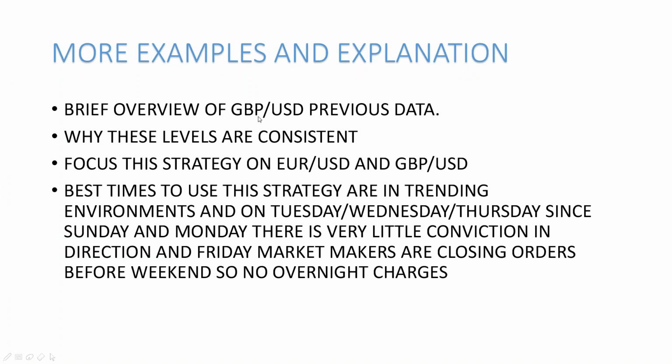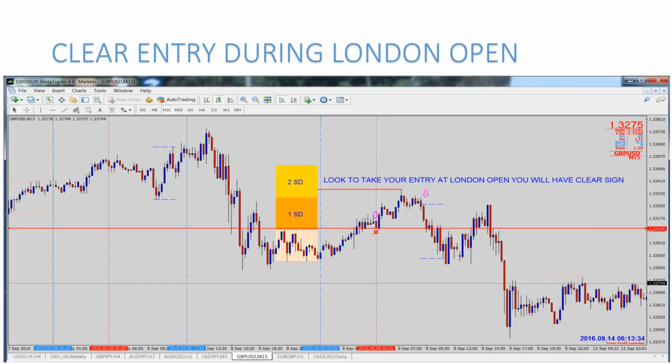So, a brief overview of the Great Britain pound US dollar previous data, and why these levels are consistent. Like I said, I'm going to bring you through live charts now. These levels are consistent because this is the central bank dealing range. We've got the central bank of the United States, and in this time zone it's algorithmic based, so it's looking for float. It knows it has stop and buy orders here.